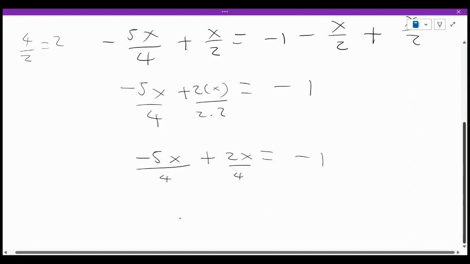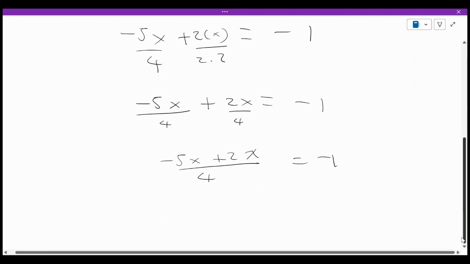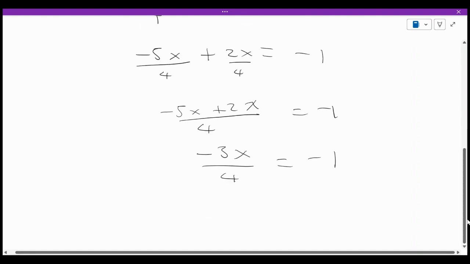Now, same denominators, we can write it as one fraction. And 5x plus 2x, what is that equal to? It is equal to negative 3x over 4, which is equal to negative 1. Now, a lot of people like to ask, hey man, this negative, is it on top? Is it on bottom? It goes with the fraction, okay? It goes with the fraction.